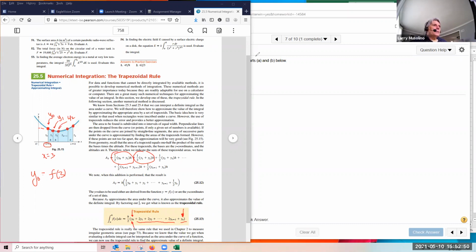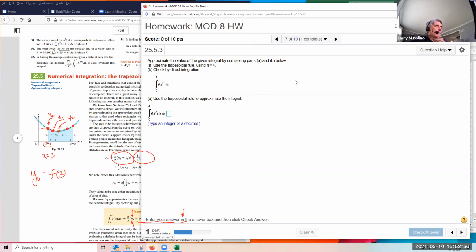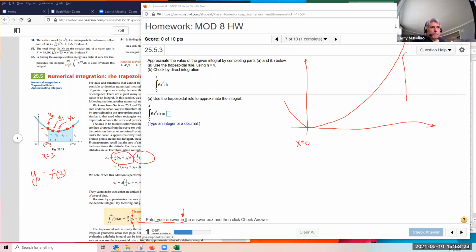So let's come here to a MyMathLab example. It's always a good idea to draw a diagram for these kinds of problems so you can get a sense of what the trapezoids look like and what the endpoints look like. All right, so here's what they're giving me. The function is 6x squared, so that might look something like this. And they're telling me to go from 0 to 4. They want me to use n equal 4. N equal 4 means use 4 trapezoids.